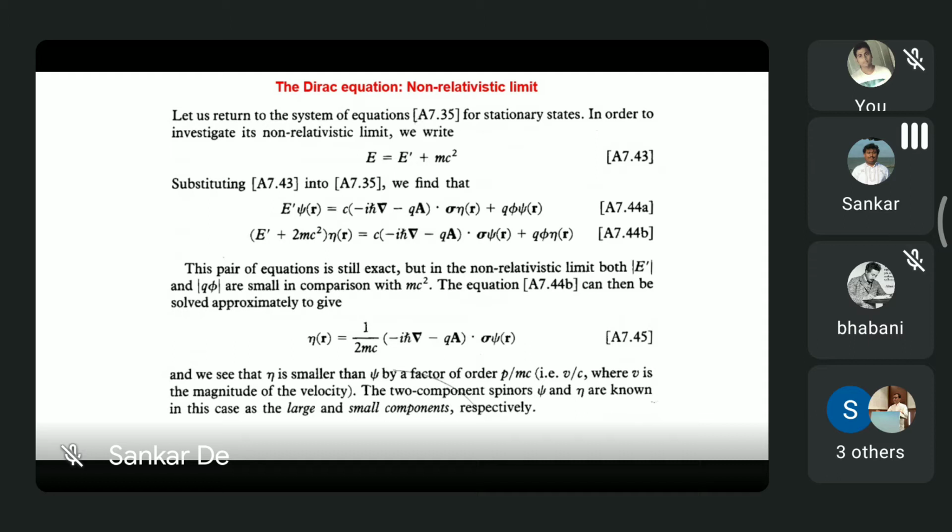Therefore we got a form of eta like 7.45. We see that eta is smaller than psi by a factor of p by mc, or v by c, where v is the magnitude of velocity. The two-component spinors psi and eta are known as the large and small components. This is just the name that has been given. After we define this non-relativistic limit, instead of finding E, the relativistic energy, we are trying to find E dash, the non-relativistic energy.